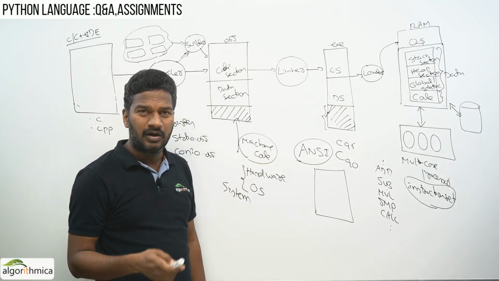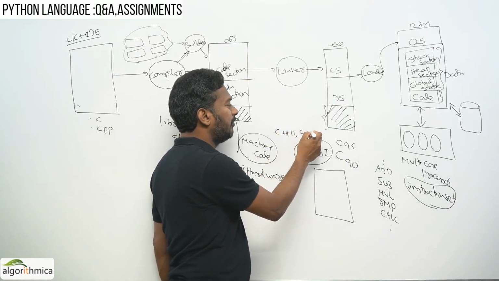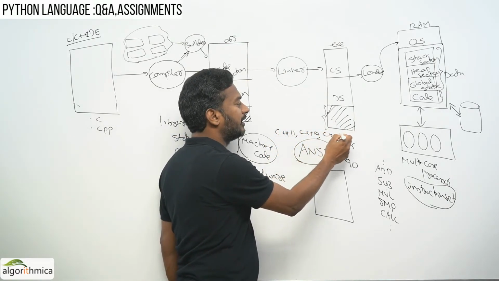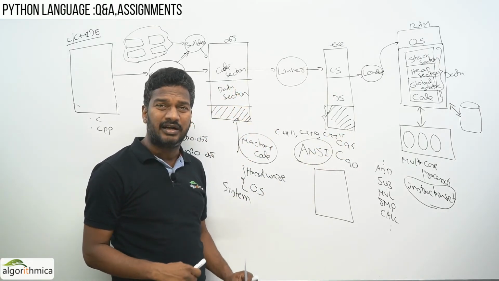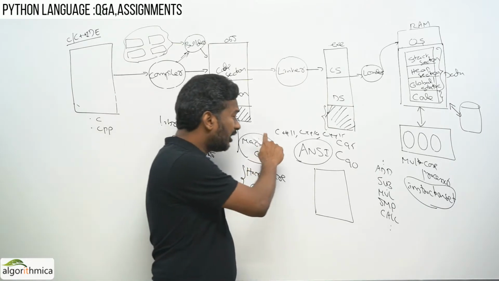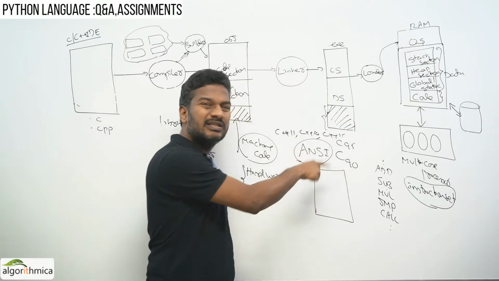Look at C++ now. How many versions do we have? C++11 you must have seen. C++14 is there, C++15 is there. That means languages keep on expanding. Maybe they want multi-threading, they want functional programming. There are a lot of changes that happened over a period of time. That's where specifications are very important.